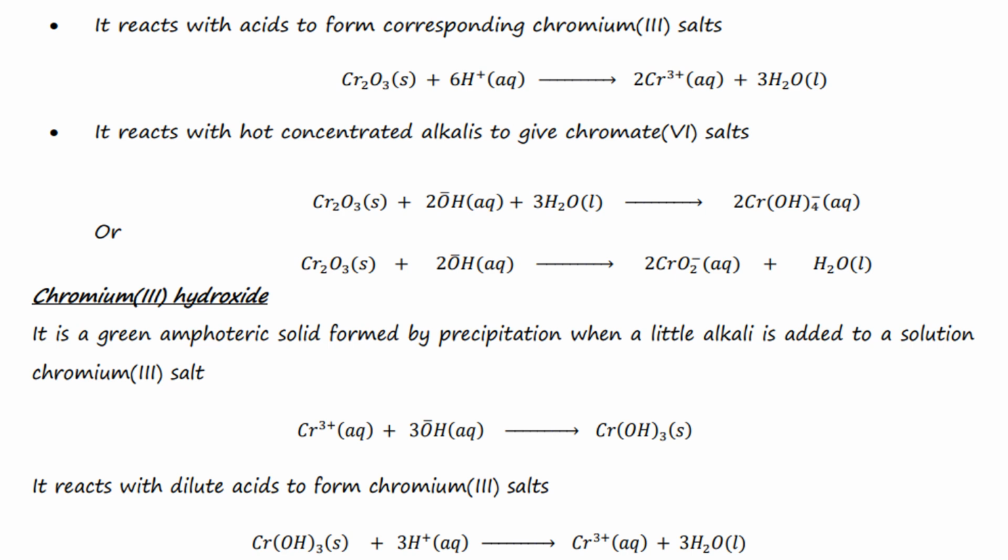Now looking at the reaction with acids to form corresponding chromium 3 salts. Chromium oxide reacts with acids forming chromium 3 salts together with water, as any other amphoteric or basic oxide does. When they are reacting with alkalis, we form chromate 6 salts. And I've told you about the balancing of equations that involve alkalis. We follow the same steps.